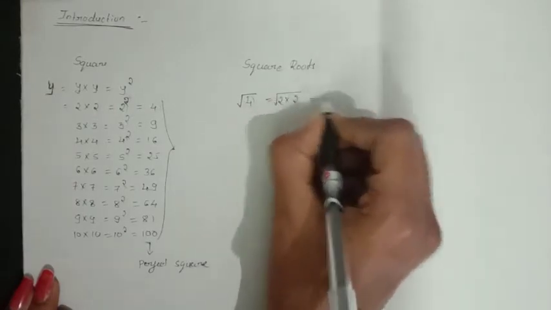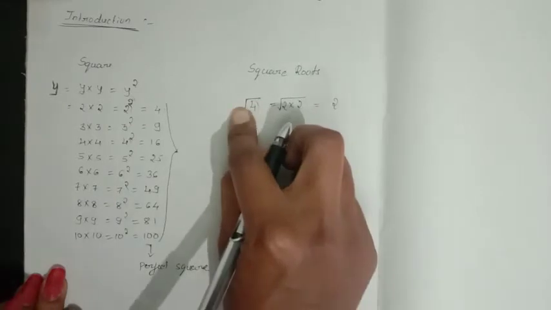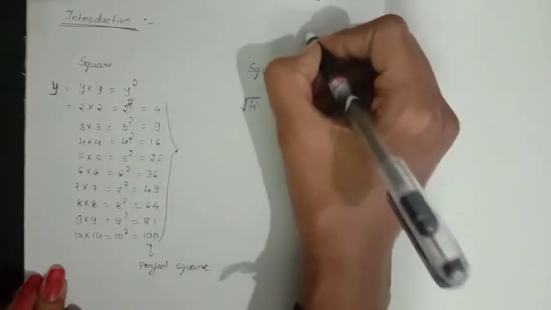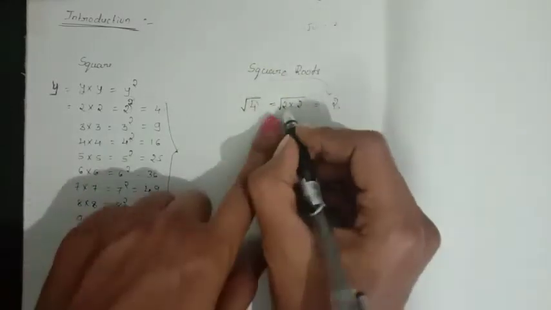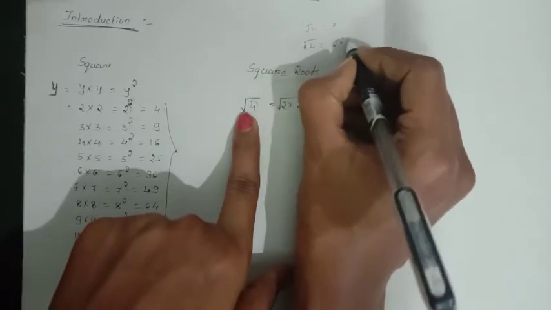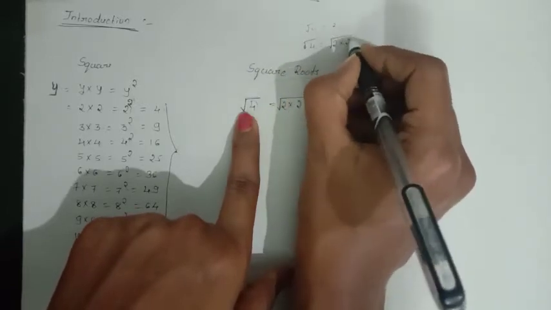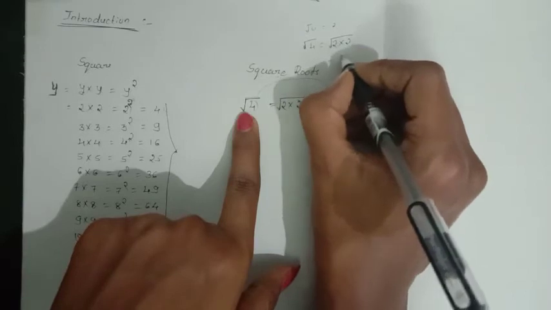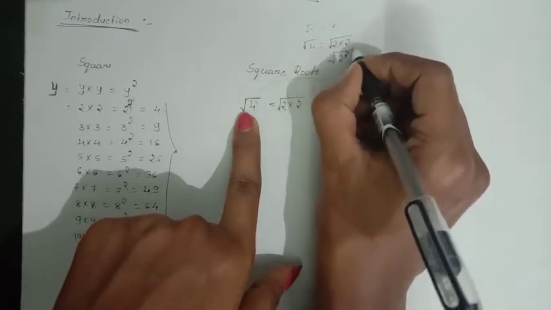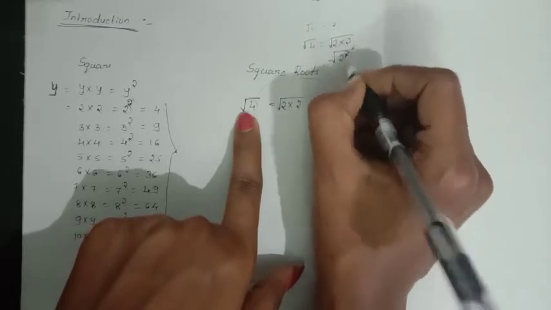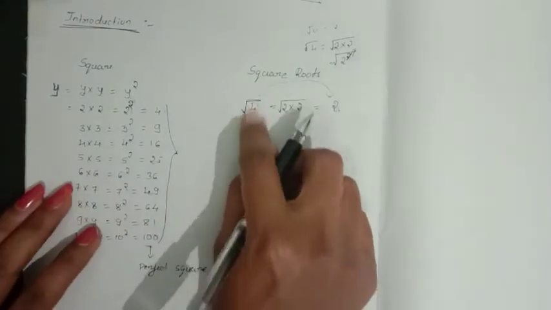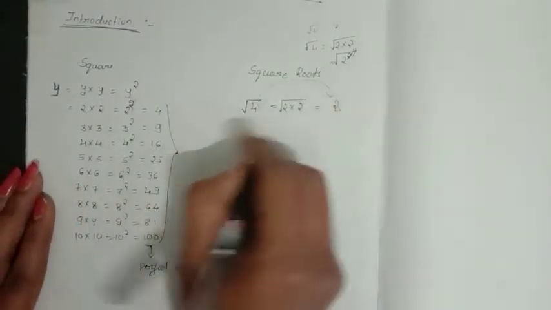So the square root of 4 is 2. How does it form? The square root of 4 can be written as the square root of 2 into 2, which is 2 square under the root. The square root and the square cancel, so the remaining is only 2. So the square root of 4 can be written as 2. Then what about the square root of 9?